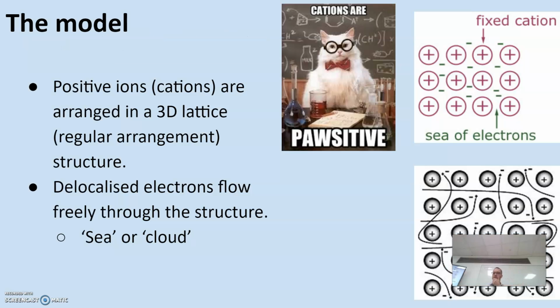The model, as I briefly introduced last week, is this sea of delocalized electrons that surround fixed cations. Cation from the metal. The delocalized electrons are those outer shell electrons that are loosely bound to the cation. They stay in a three-dimensional lattice structure. The word lattice simply means a regular arrangement of particles. Any questions?